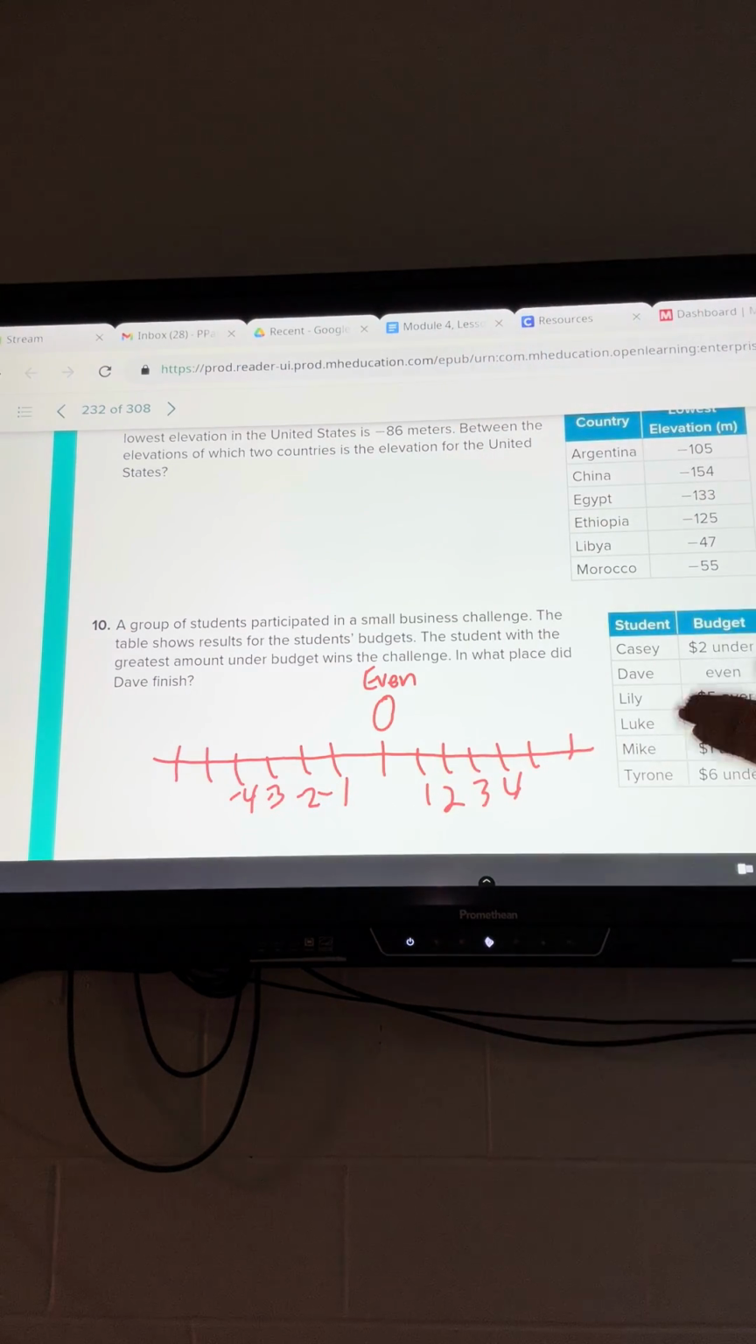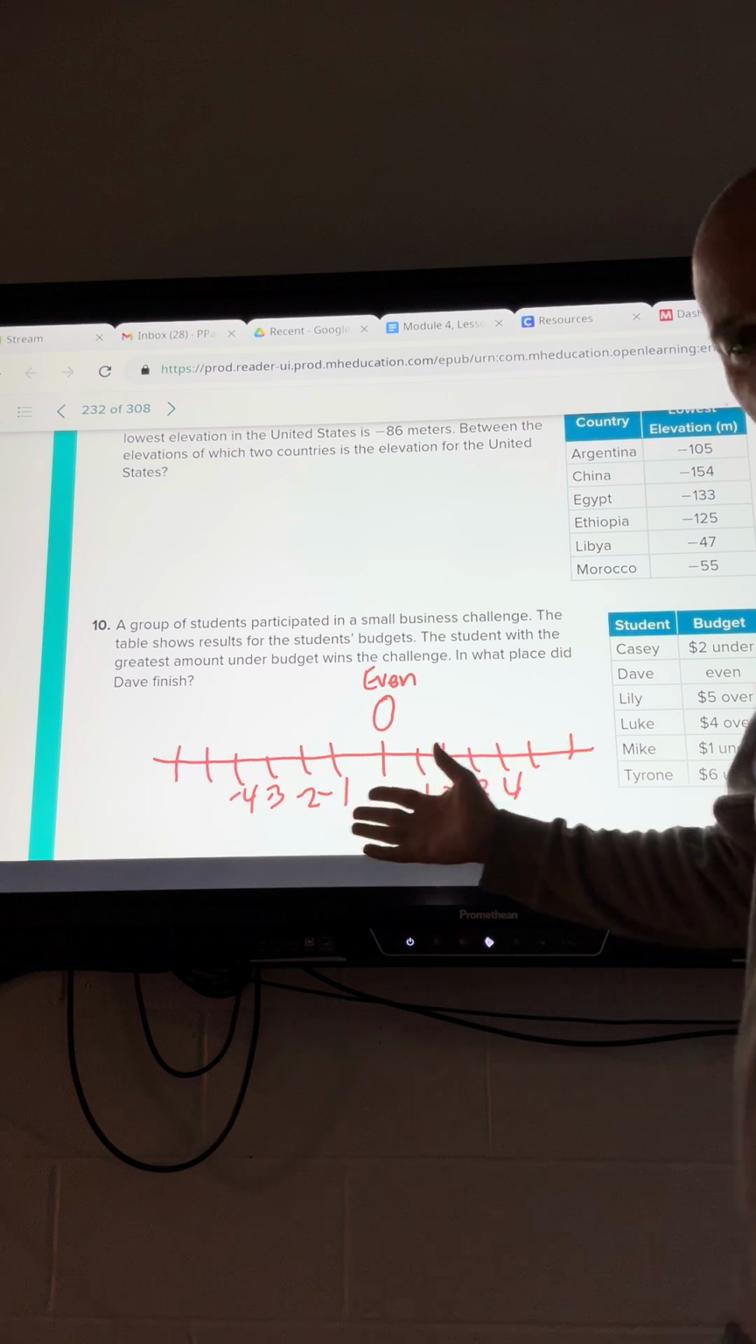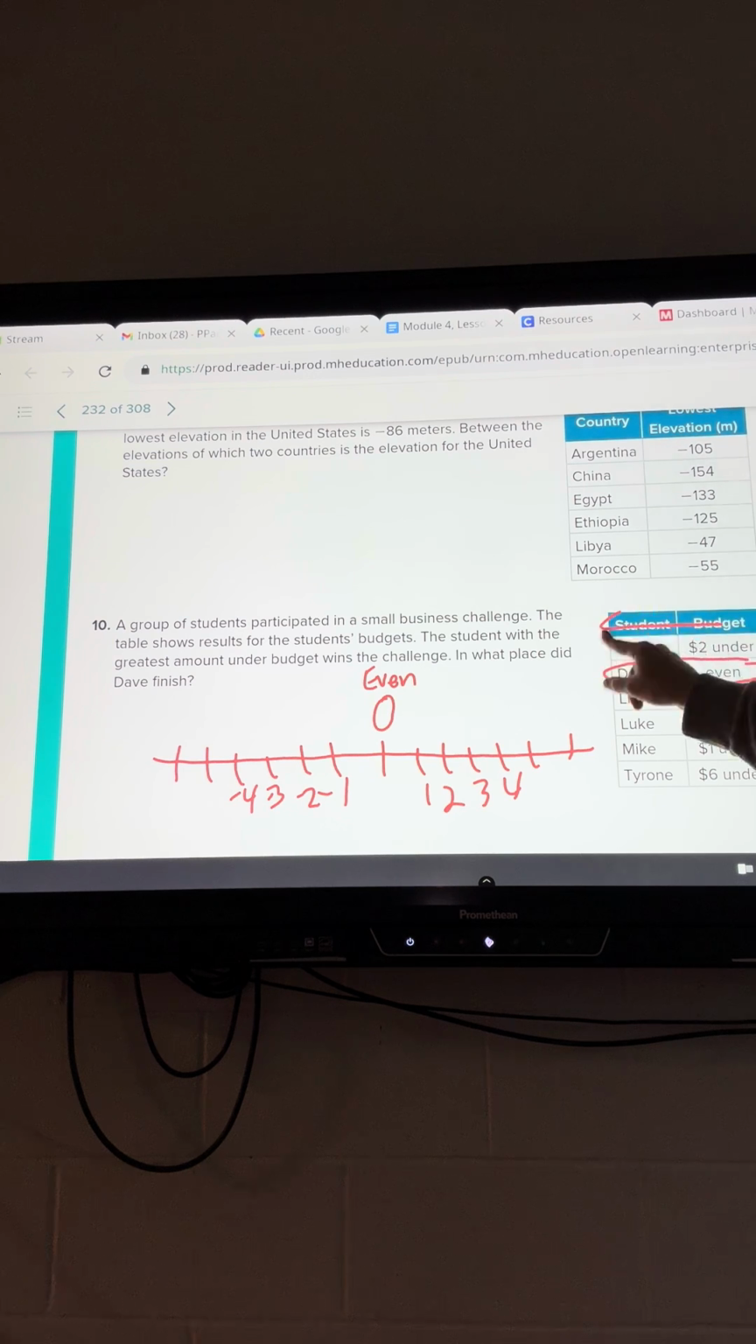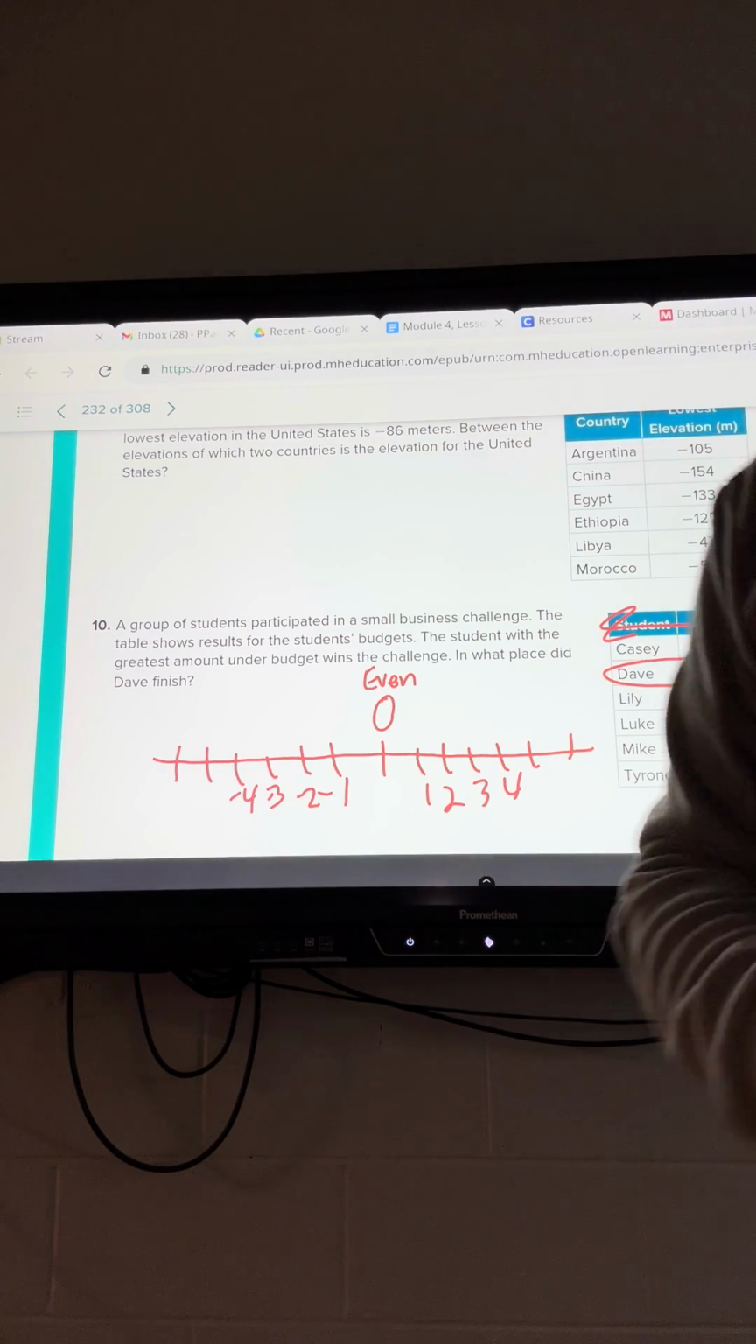Okay, so what I want you to do is on this, make a number line. 0 is going to be your break-even point. Anything under is going to go to the left. Anything over is going to go to the right. So make sure you do it, and then you'll be able to answer that question.